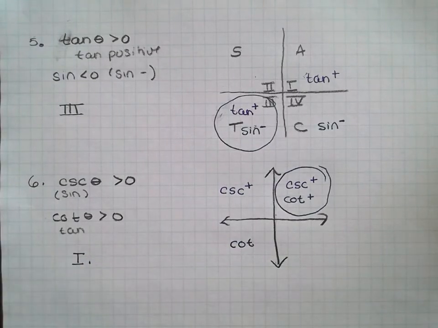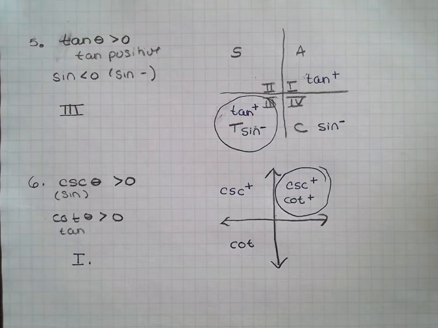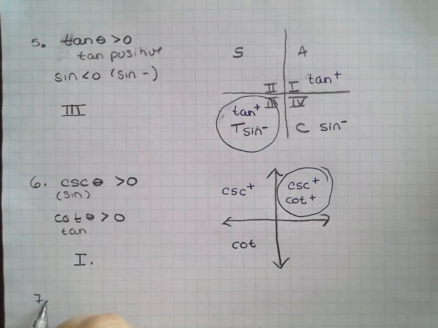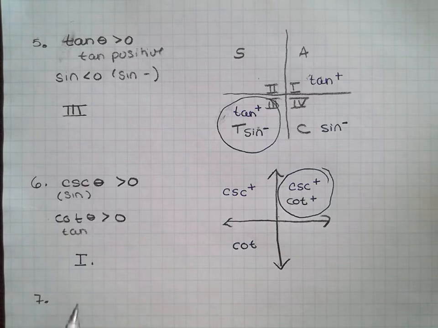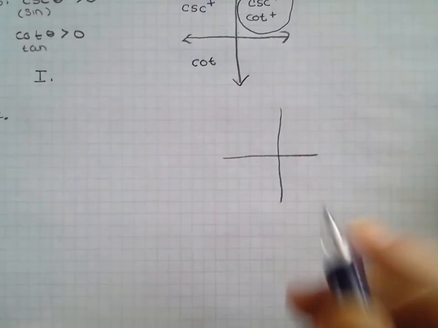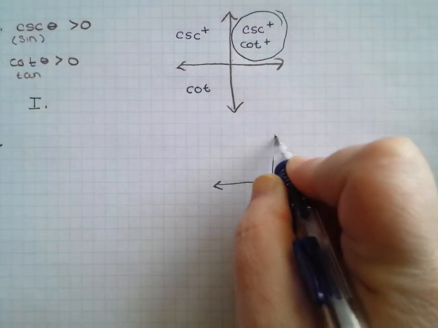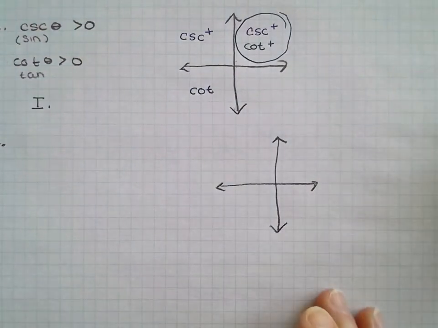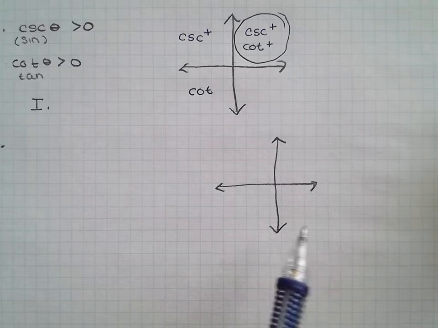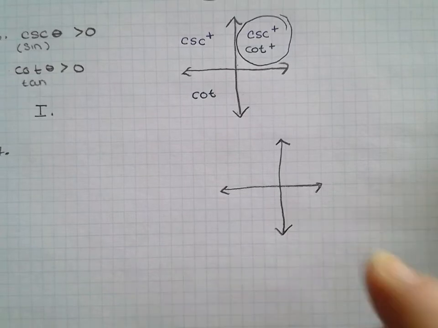Okay, let's look at 7 and 8. Theta is an angle such that it's in between 0 and 2 pi. So it's in this cute little 360 degrees. All right. And if any, for what values of theta make the following undefined.